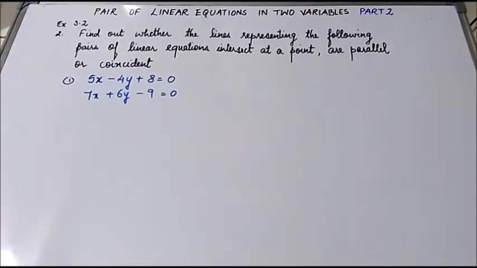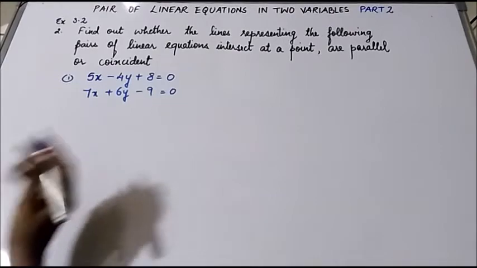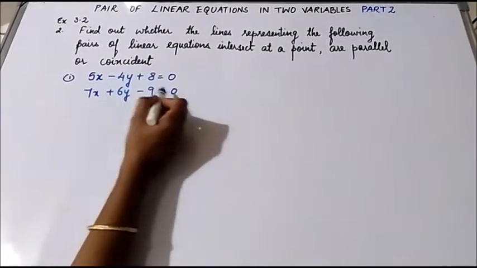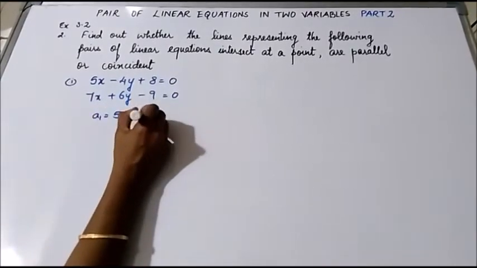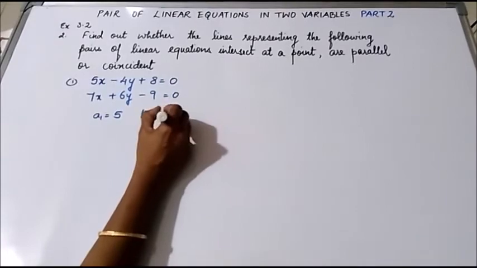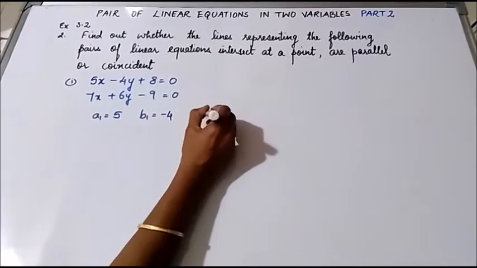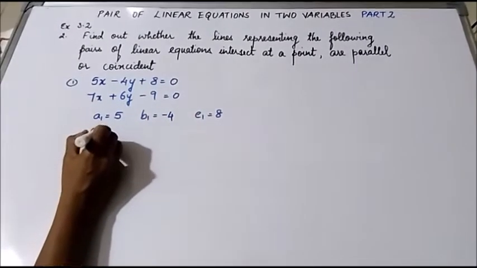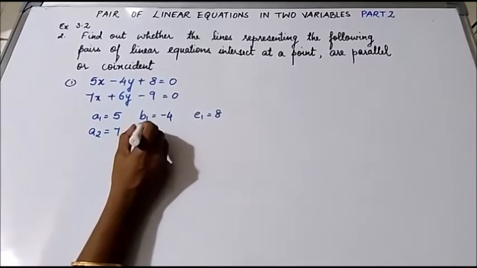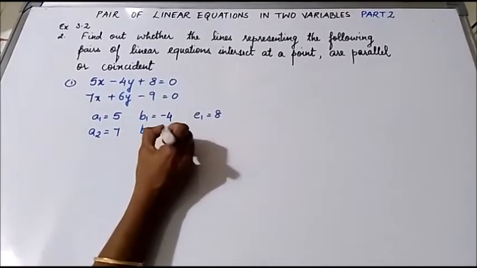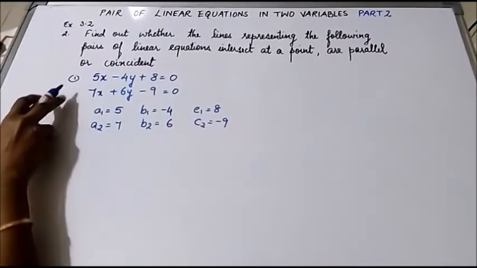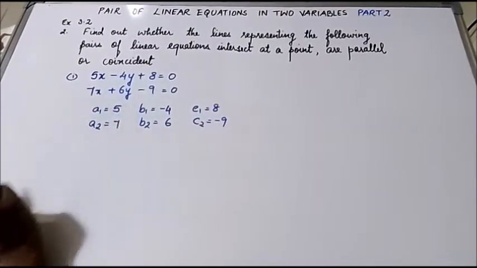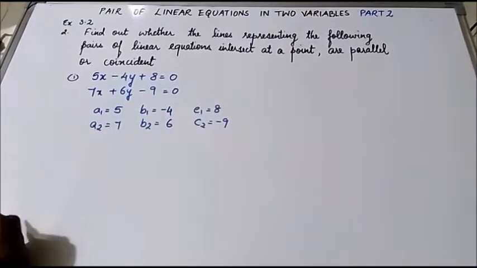First we have to check whether equations are written in standard form, that is we get everything to one side and equate it to 0. Now here, what is a1 here? a1 is 5, b1 is minus 4 and c1 is equal to 8. Same way we get here a2 is equal to 7, b2 is equal to 6 and c2 is equal to minus 9. What is a1 and a2? The coefficient of x, b1 and b2 are coefficient of y, and c1 and c2 are the constant term.